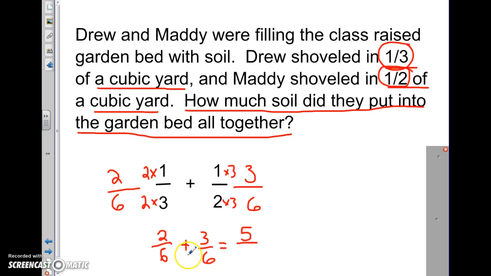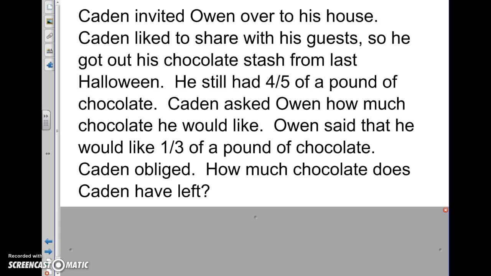And the denominator, remember, tells us the size. The pieces are cut into this many different pieces, right? So we're still talking about 6 here. So we have 2/6, we add 3/6, we have 5/6. That's how you add fractions. We're going to do one more here.